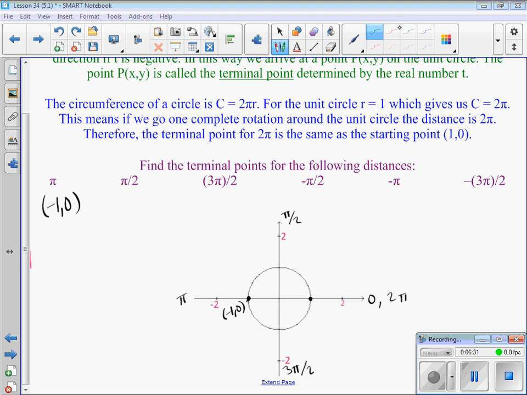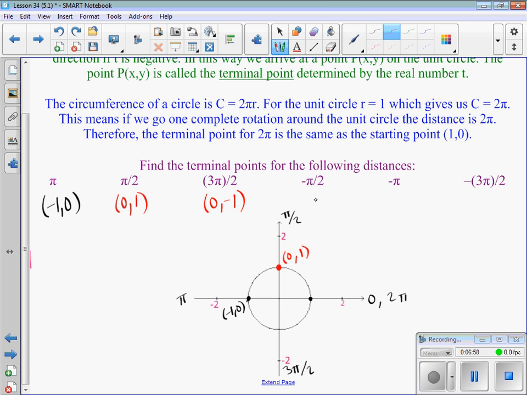All right, if I'm trying to do pi over 2, it's up here. So if I go pi over 2 around, it lands right here. And it's a unit circle. My x is 0, and my y is up 1 unit. So this would be 0, comma 1. So a lot of people had that one, right? 3 pi over 2 is down here. So what would the coordinates be down here? 0, -1.